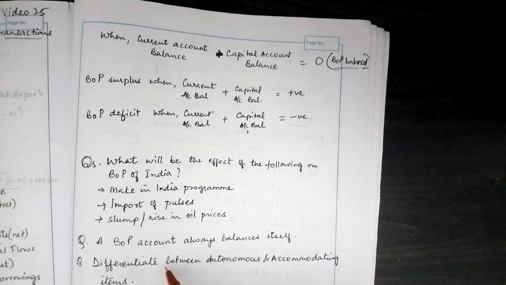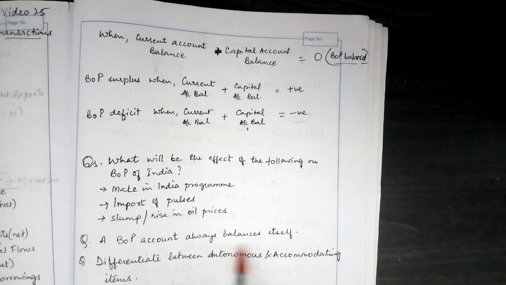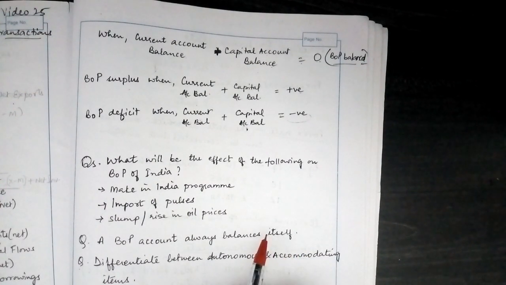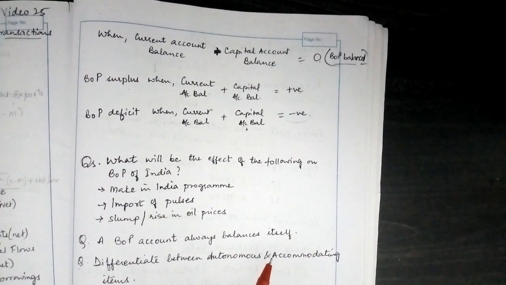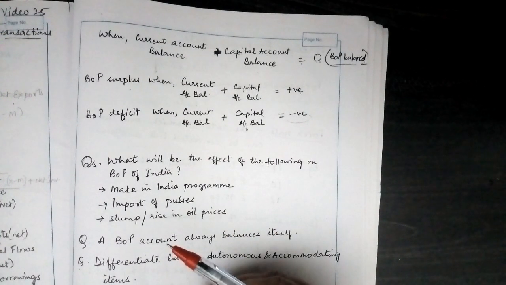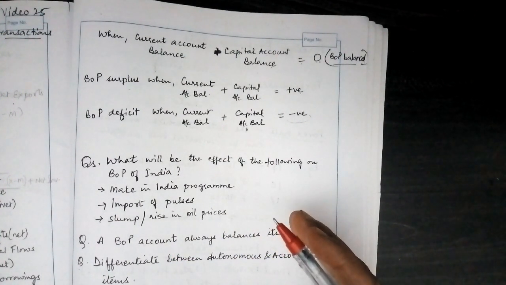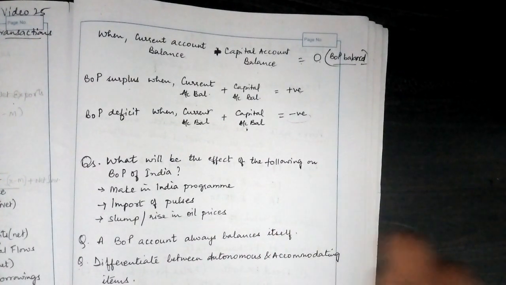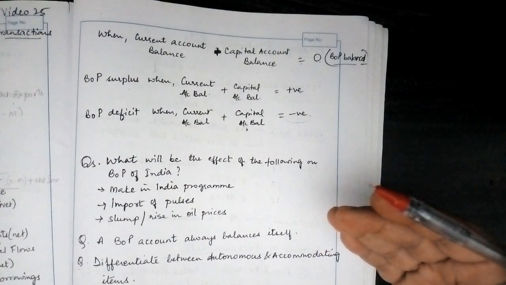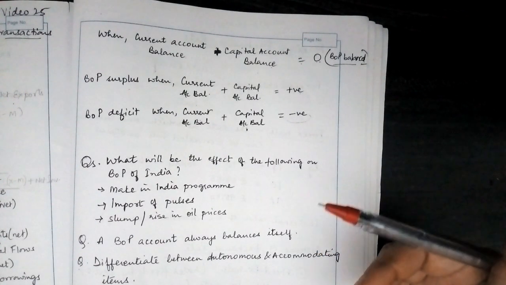Now, a balance of payment account always balances itself. It's a true statement, but it is only in the accounting sense that balance of payment always balances. It is the movement of official reserves or below the line items that imparts balance to the balance of payments account. Just now we saw when there is a deficit of 50 crore, then the official reserves reduce by 50 crore.